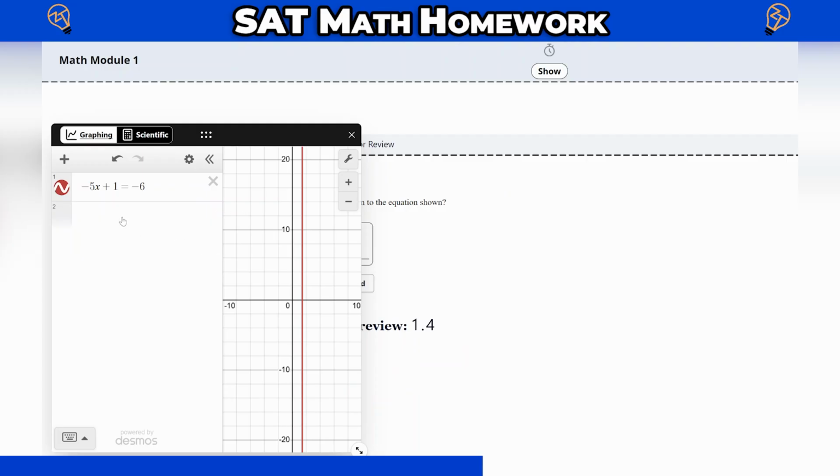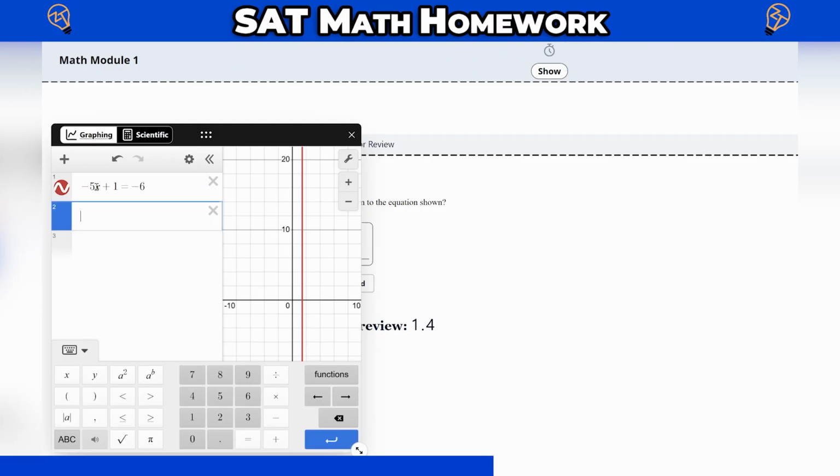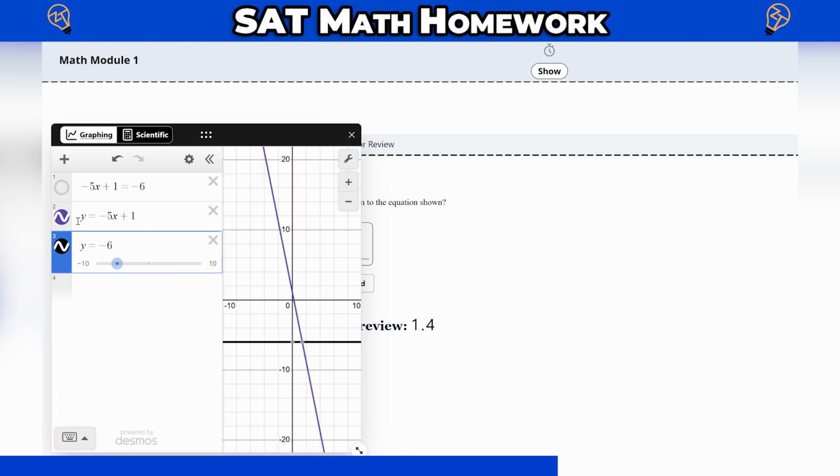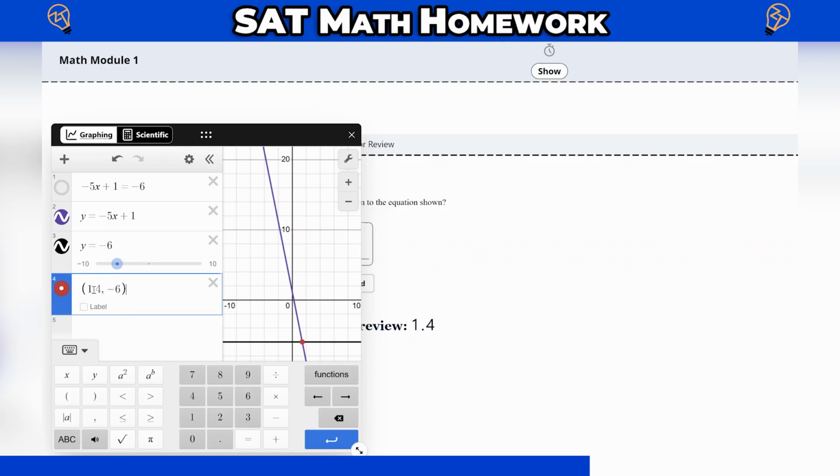Another good thing to know with Desmos, just so you're familiar, is whenever you have these two sides of the equation equal to each other, what that's really saying is, what if you had the equation y equals -5x + 1? And what if you had the equation y equals -6? In other words, they're both y equals, and let me turn this one off. Notice the purple graph is y equals -5x + 1. The black graph is y equals -6. The point of intersection, specifically the x value where they intersect, is x equals 1.4. So this is good just to understand what's really going on here. Obviously, this is faster than doing two different graphs.